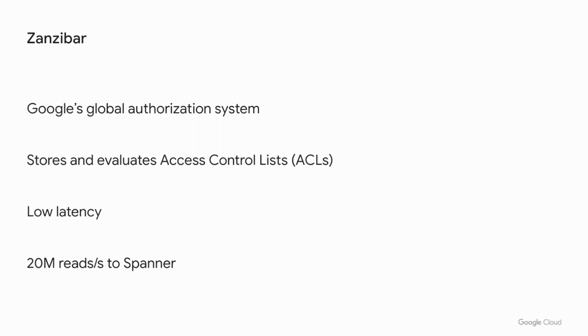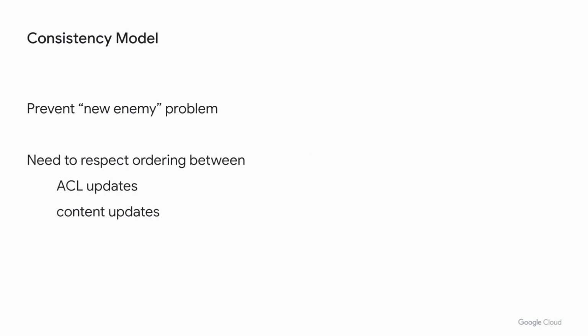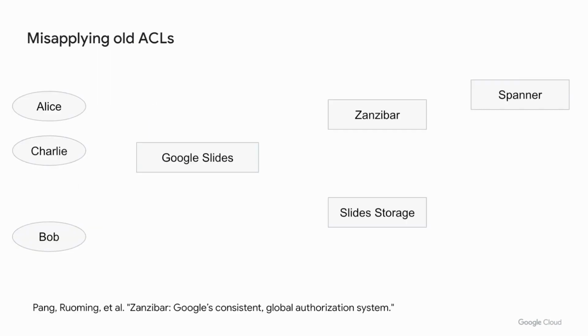For them, the main problem that they're trying to prevent is what's called the new enemy problem. It boils down to making sure that they respect the ordering between when you change the ACLs on an object and when you update the content. For example, let's say Alice wants to temporarily remove Bob from being able to view some slides.